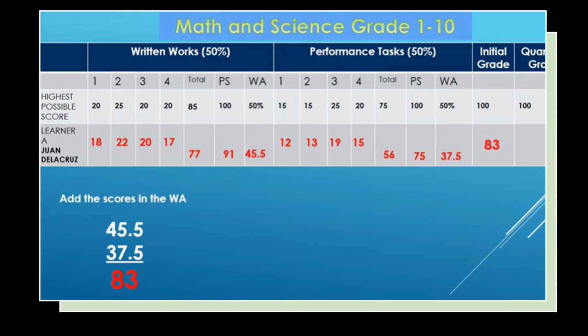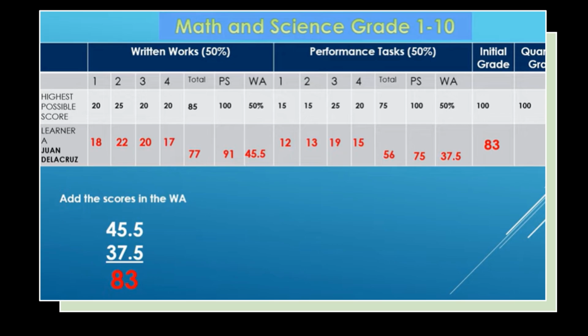To solve for the initial grade, we are going to add up the weighted averages under written works and performance tasks. In our example, for Juan de la Cruz, his weighted average under written works is 45.5. For performance task, his weighted average is 37.5. So we add those values and we come up with 83. 83 now is the initial grade of Juan de la Cruz. However, it is not yet the final quarterly grade.